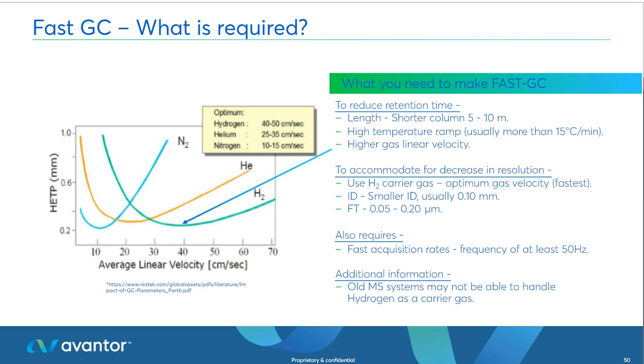We need to accommodate for the faster speeds and retention time by increasing the resolution. So this is where we use hydrogen because we don't lose out on the resolution as much when we use hydrogen, whereas we can see on helium the column efficiency deteriorates much quicker. The ID of the column needs to be smaller, usually below 0.1 millimeter ID. Thinner film thickness, 0.05 to 0.2 micron. We also require fast acquisition rates of at least 50 hertz.